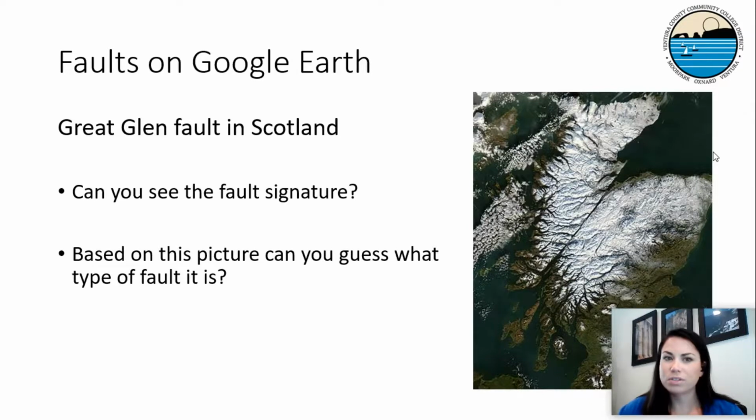Okay, so let's look at a fault on Google Earth. This is the Great Glen Fault in Scotland. Now, can you see the fault signature? Before I draw it with my mouse, maybe just take a quick second and see if you can identify it. Okay, so I'm going to just move my mouse along that fault. Do you see it here now? Okay, this is where the fault is. Based on this picture, can you guess what type of fault it is? Okay, if you guessed strike slip, then that's correct.